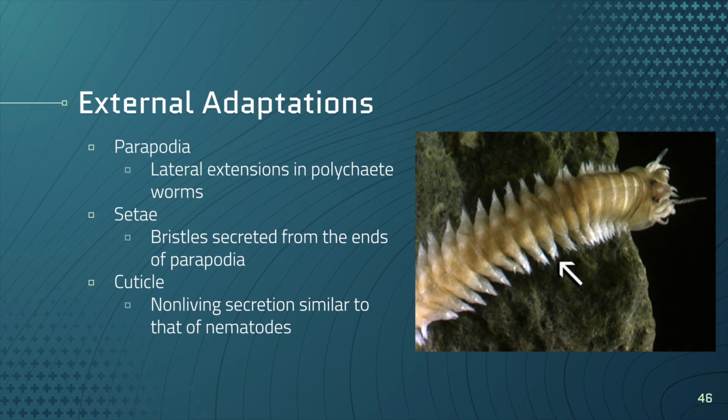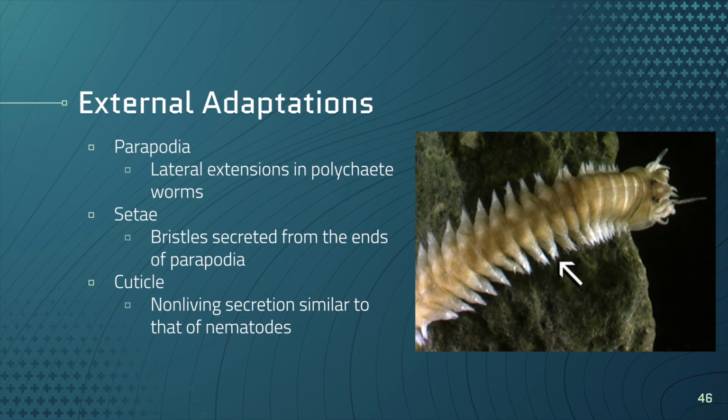Externally, annelids have a lot going on. In this picture on the slide, you can see the presence of parapodia, which are fleshy projections on the lateral surface of the worms. From these parapodia, thin chitinous bristles called setae extend. Now, I sometimes refer to them as setae. Setae is just another way to pronounce it.